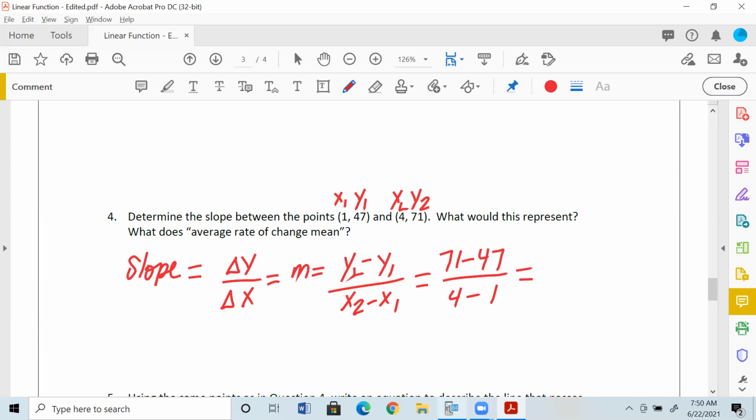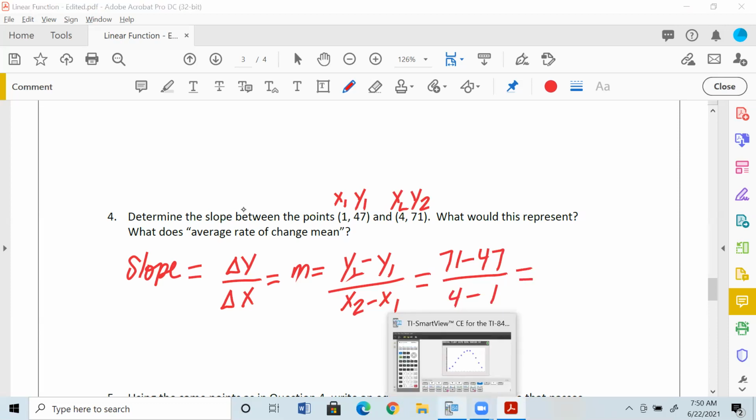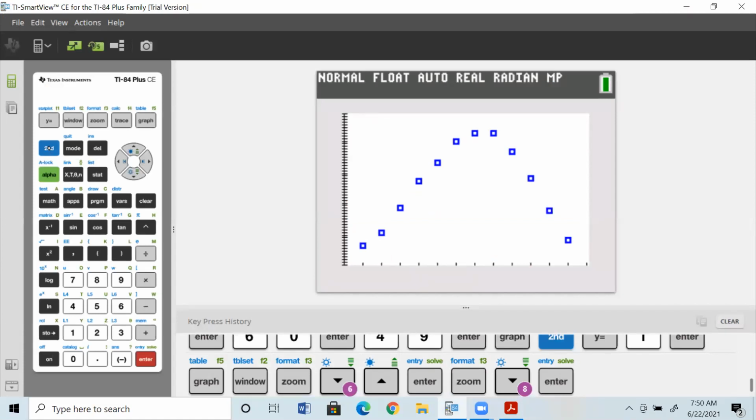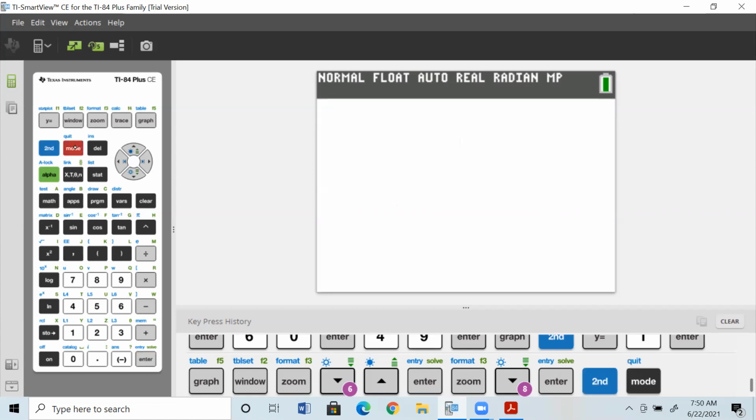Feel free to grab your graphing calculator to help you with some of the arithmetic as we go. To go back to a regular viewing window, you'll press second, quit, and here's where you can type in any calculations.